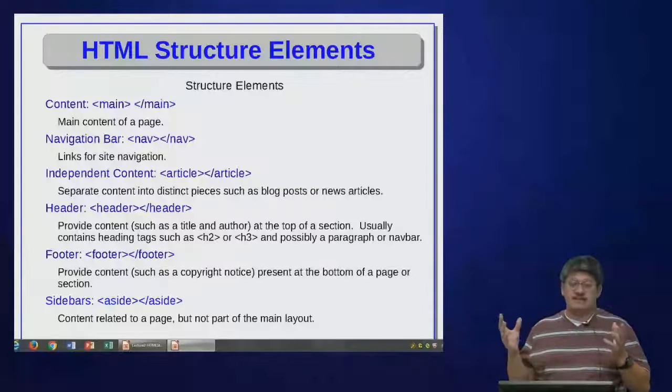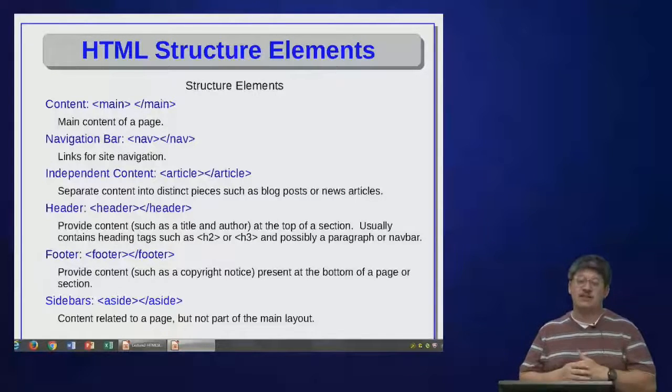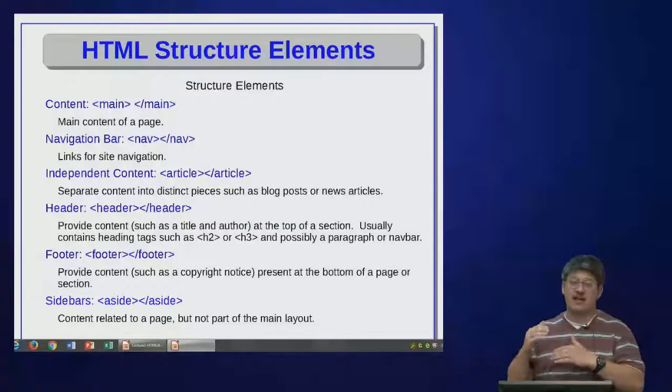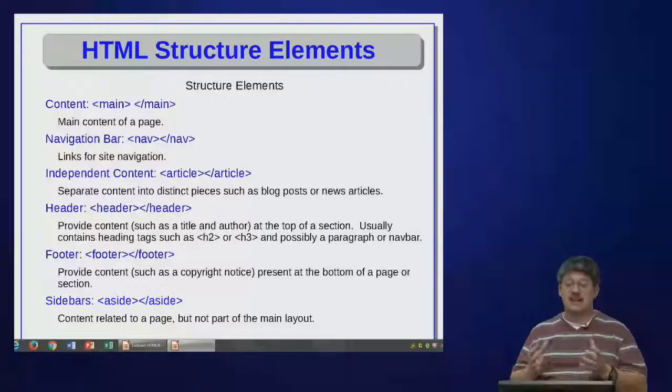These different independent sections often have identifying information, like a title or an author's name. HTML5 provides a header tag that allows me to specify that I'm providing that kind of information. Usually the header tag is placed immediately above the section of content that it identifies. Usually you put H2, H3, other kinds of heading tags inside a header tag.